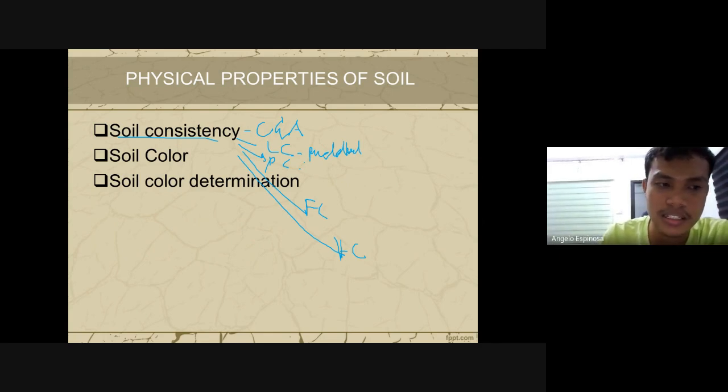Pag plastic consistency naman, the soil is plastic and sticky, and it can be good for pottery. Pwede siya gamitin for gawa ng mga pottery. Pag friable consistency naman, the soil is best for cultivation. So, ito po yung ginagamit for vegetable growth.